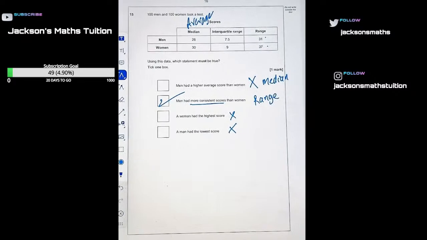So you have to understand what the range means and how it affects the data. Okay, and also average. So remember, you only have 3 averages: mean, mode, median. Okay, so the only average here is the median. These are the spread for the data, interquartile and the range.